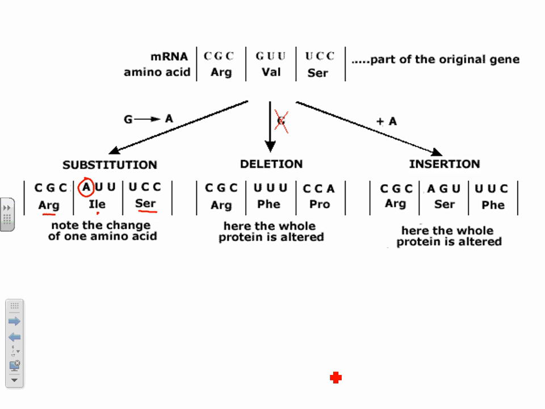We've then got the options of deletion and insertion. Well, what happens if you delete? Here they've deleted the G, all right, that G, and so you then shift everything up. So your triplets after that point completely change, don't they? So nothing is the same from there on. So we've actually changed everything after the mutation. So we now get phenylalanine and proline instead of valine, serine, and everything after that as well.